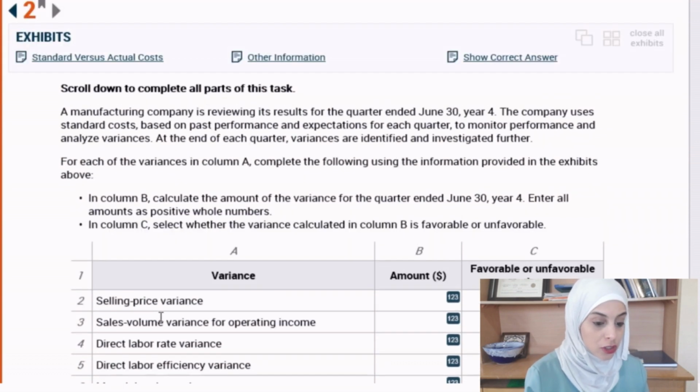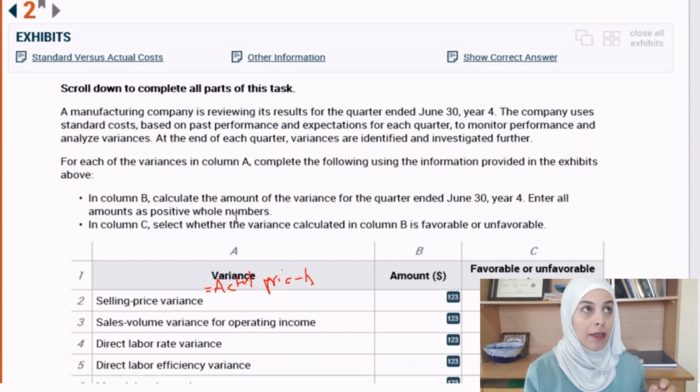The selling price variance usually equals the actual selling price per unit minus the budgeted selling price per unit, times the actual quantity of units sold. So this is the selling price variance. From its name, always, guys, try to tie the variance name with the equation, with its solution.